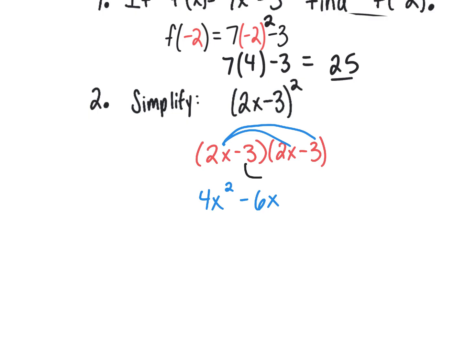Now I'm going to deal with this negative 3. Negative 3 times 2x gives me negative 6x again. Good. And negative 3 times negative 3 is 9. Two negatives make a positive. Am I done? No, why not? I still have to combine like terms.